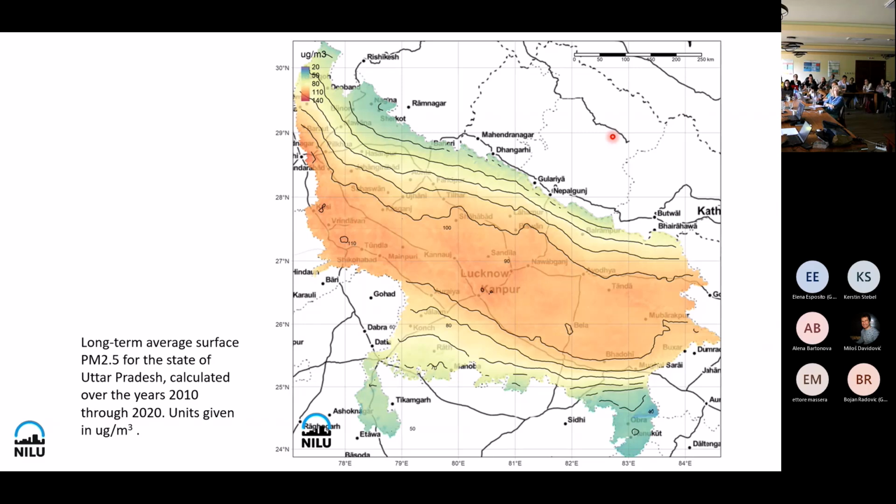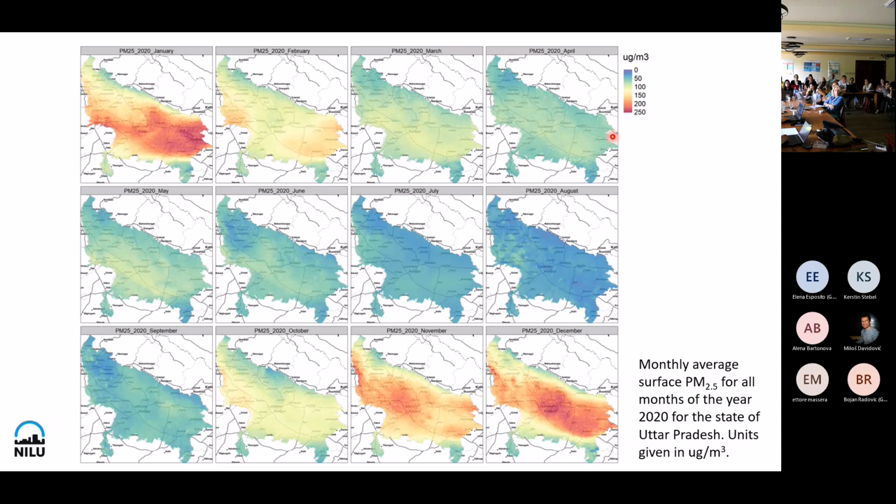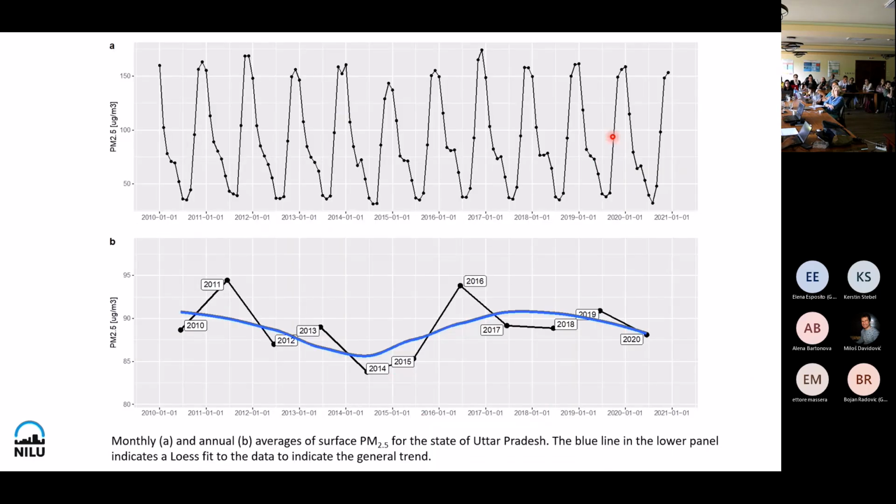But what we were mostly interested in is the temporal variability. You can see that here, this is just 12 months throughout the year. You see the really high PM values in the winter months, and then you have the monsoon in the summer where it goes down. You see that here also in the plot on the top. So we have 10 years of this PM2.5 data with a nice seasonal cycle, and at the bottom we have the annual averages just to see if there's any trend. In this case, there wasn't really a trend.